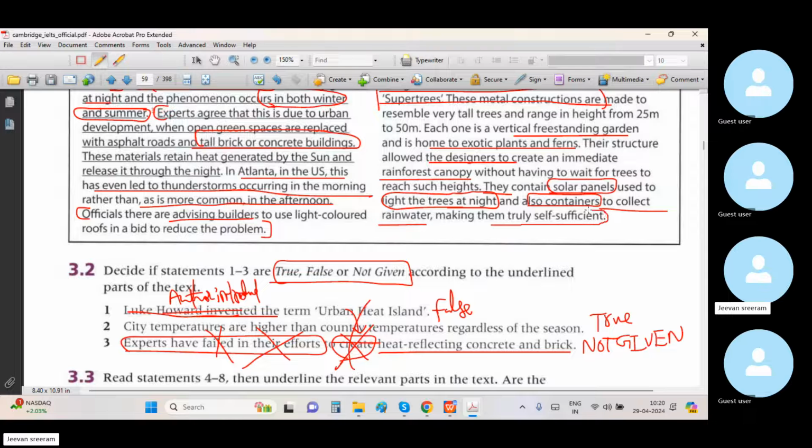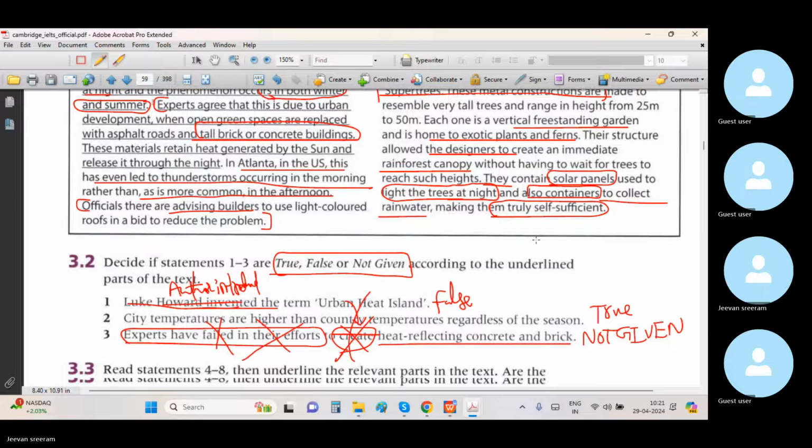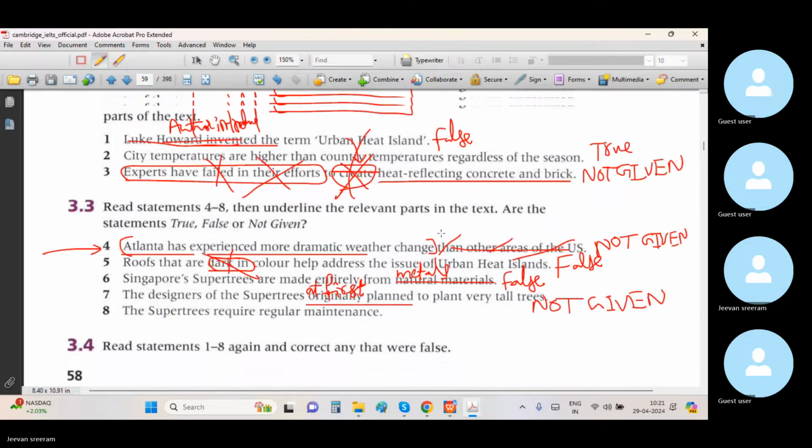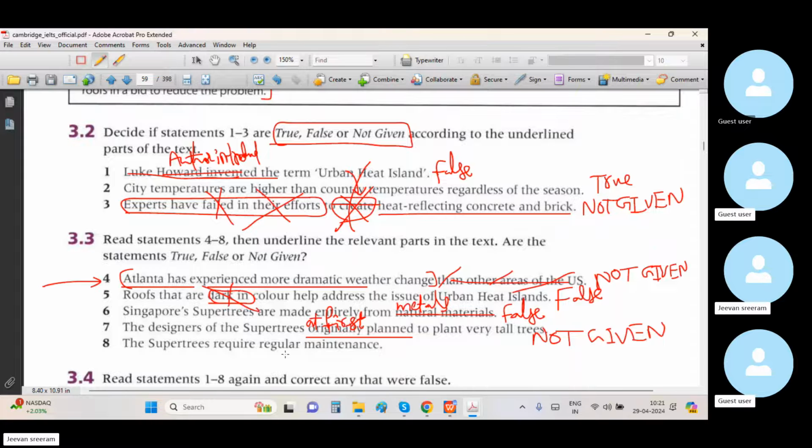making them truly self-sufficient. They are absolutely self-sufficient. There is no necessity of any regular maintenance. There is sufficient light for the exotic plants and ferns within the super tree, and containers to collect the rainwater are also mentioned. They're absolutely self-sufficient. So do they require regular maintenance? No. Super trees don't require regular maintenance. That is true.